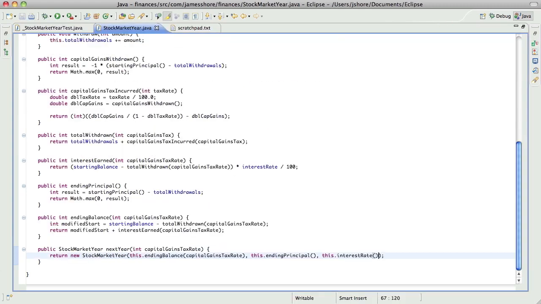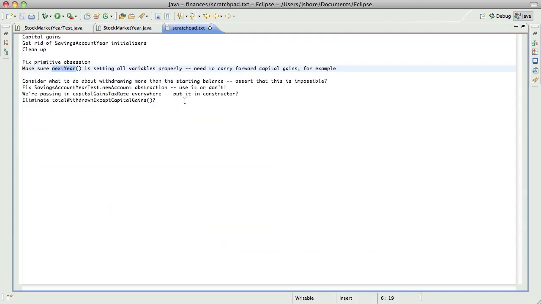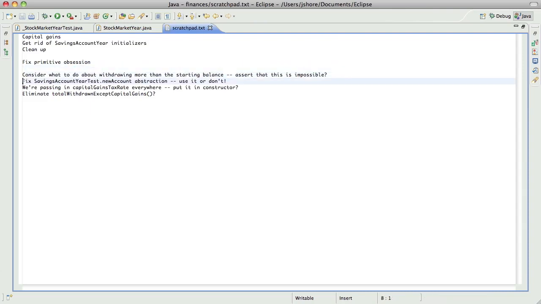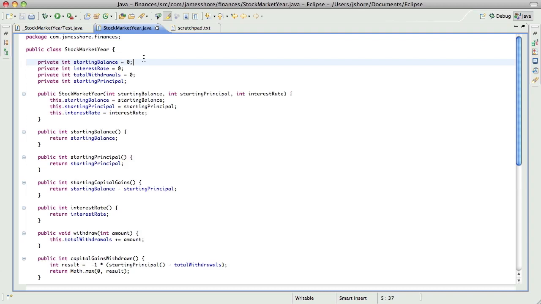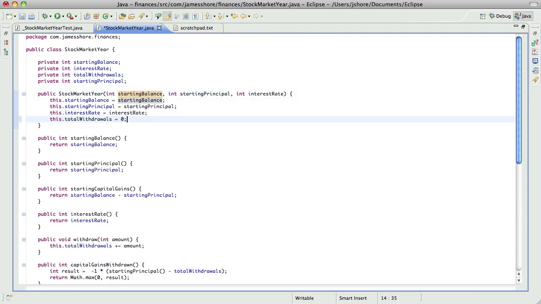Okay, now I think we've coded everything that we really need to code. Everything else is about cleanup, and let's go ahead and do that. We need to get rid of the savings account year initializers. We had these in here because we had a constructor that didn't set these values. Now we don't have that constructor, so I'm going to make it more obvious, except for total withdrawals. Now that will default to 0, but I'm putting it in here because I just want you to be able to look at the constructor and see everything that's going on.